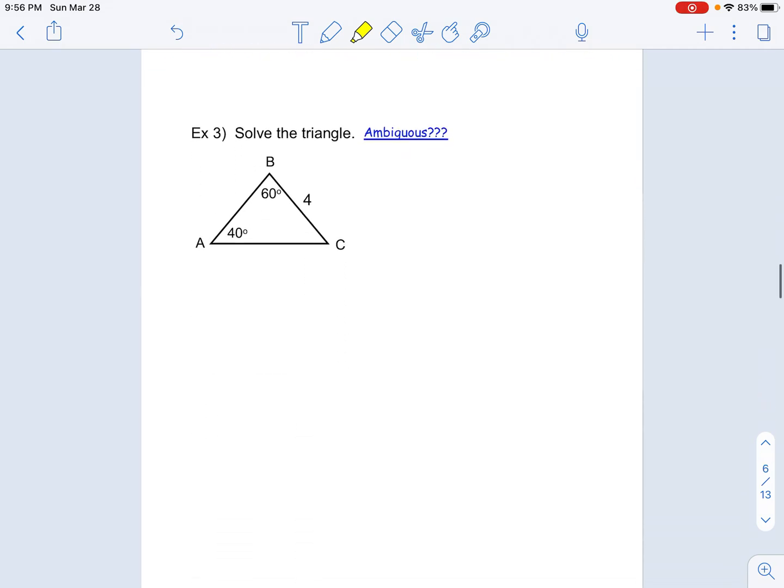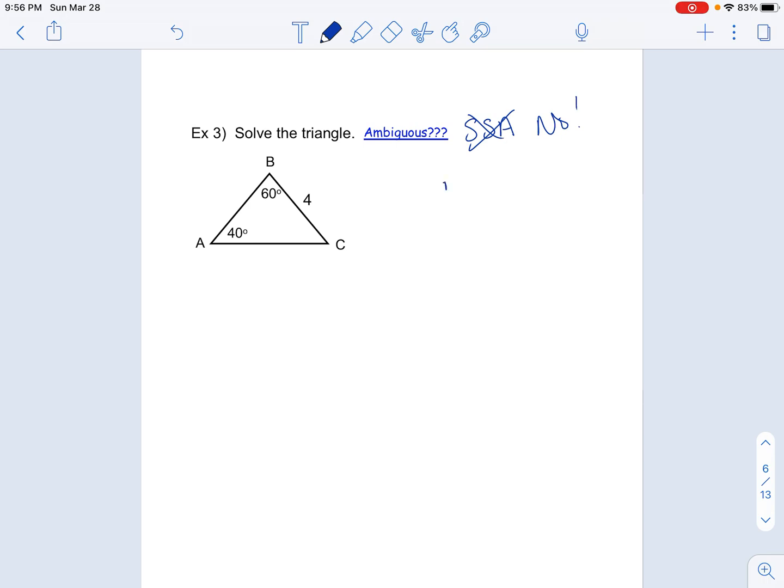All right, here is another example. We've got a triangle with angles 40, 60, and then a side A of 4. So is it ambiguous? Is it side-side-angle? We can say no, it's not. So we can go ahead and solve this triangle.